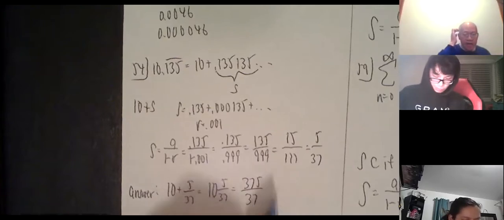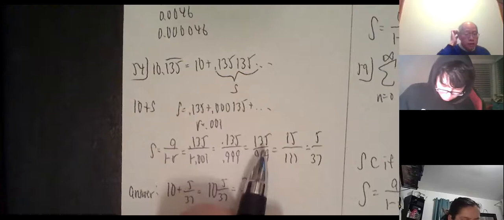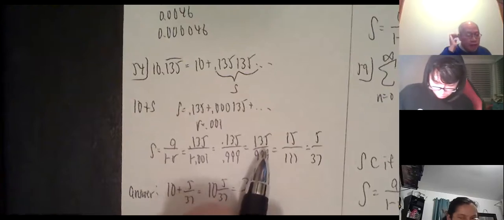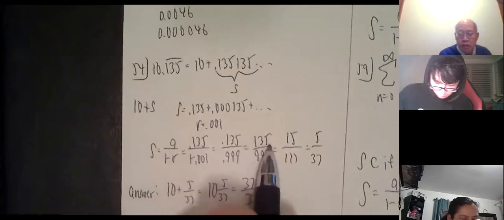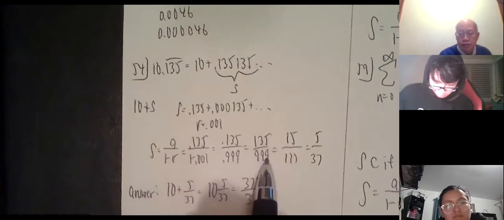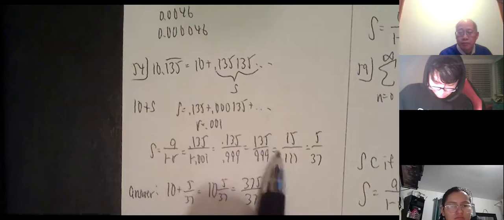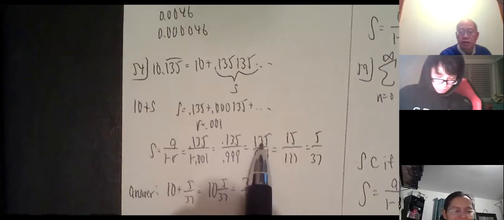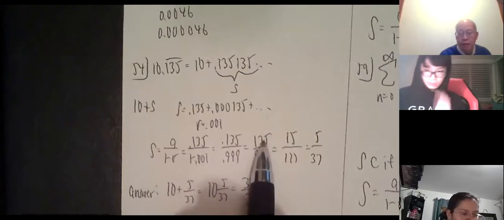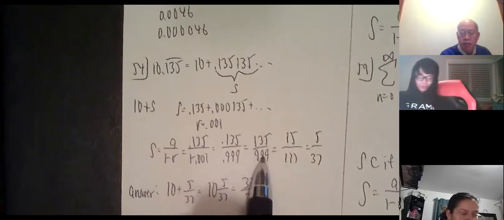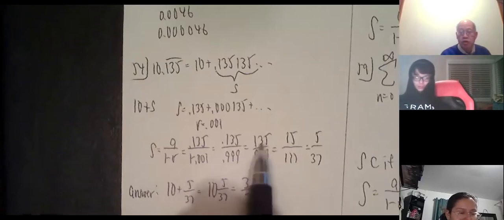135 over 999. Let's reduce it. Both of these are divisible by 9. You guys ever heard of the rule of divisibility by 9? If the sum of the digits is divisible by 9, then the number is divisible by 9. Ever heard of that? So like 1 plus 3 plus 5 is 9. That means this is divisible by 9. 9 plus 9 plus 9 is 27. That's divisible by 9. So you can divide out a 9.